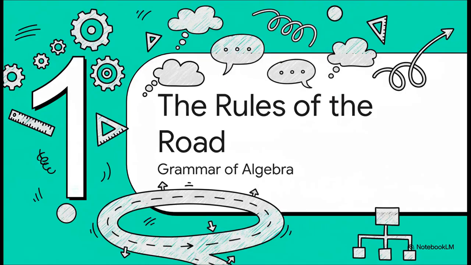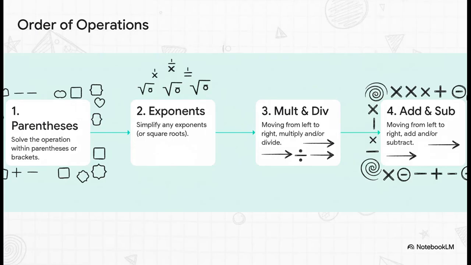First things first. Every language has grammar, the rules that give it structure. Well, in algebra, our grammar is called the order of operations. Just think of it as the universal rulebook. It's the thing that makes sure everyone reading the same mathematical sentence gets the exact same meaning. And this grammar has a name you might remember: PEMDAS.